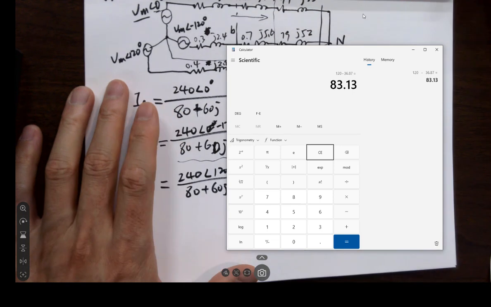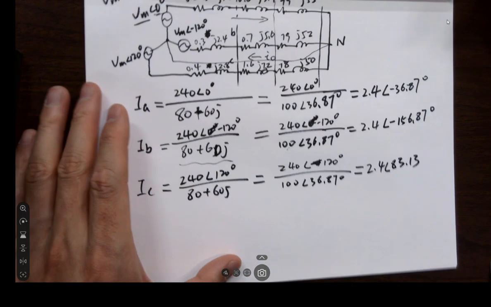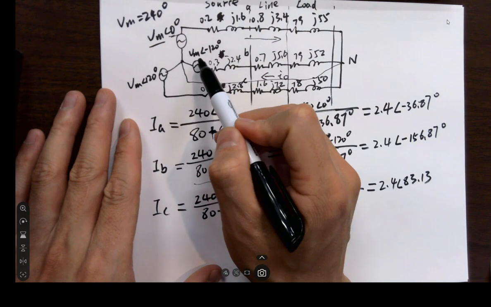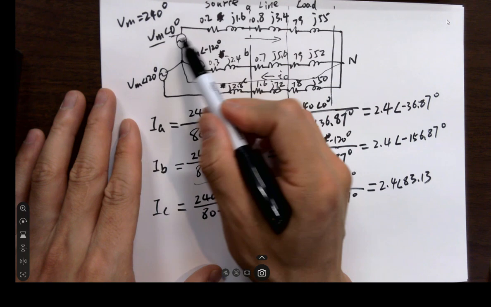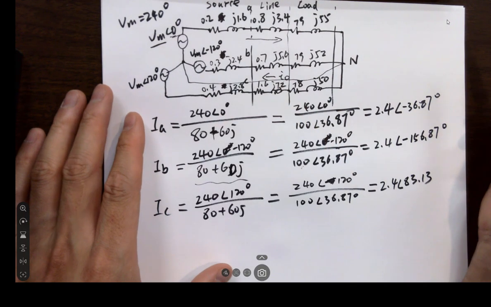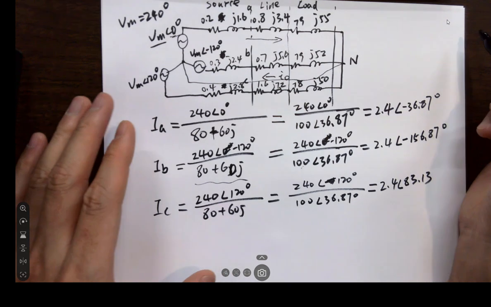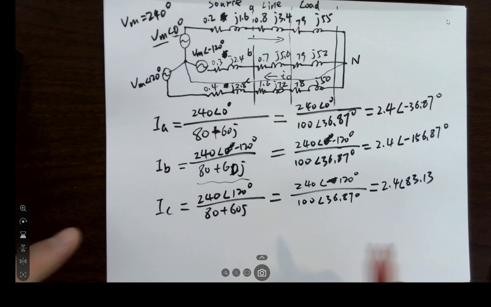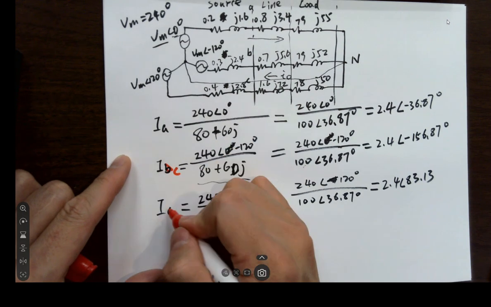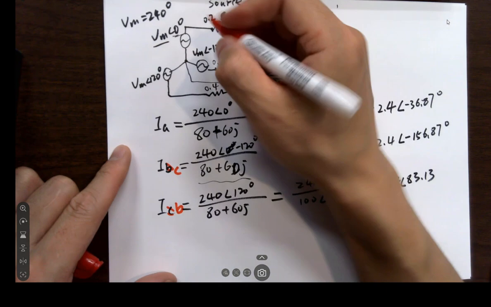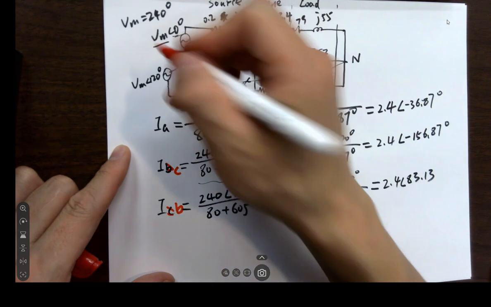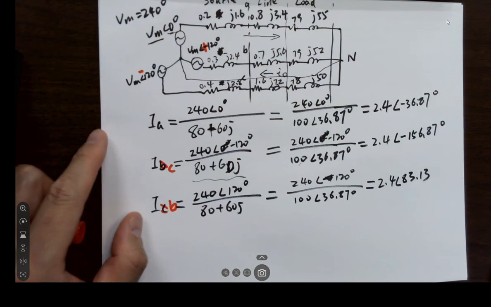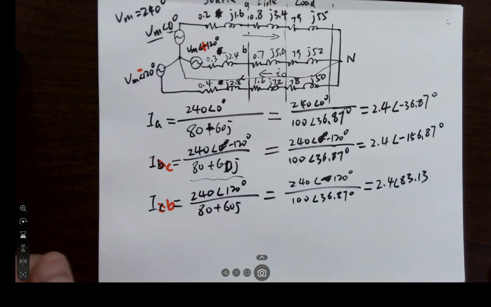83.13. However, I think I mislabeled it because I labeled B, C as a positive phase. But I think the problem is trying to do a negative phase. So we can change this one, but it's not making a big difference. So it's basically just this, right? So this becomes plus, this becomes negative, minus here. That's right, just a sign change.